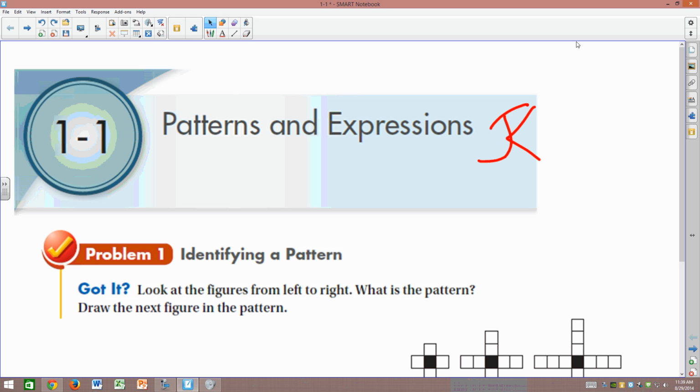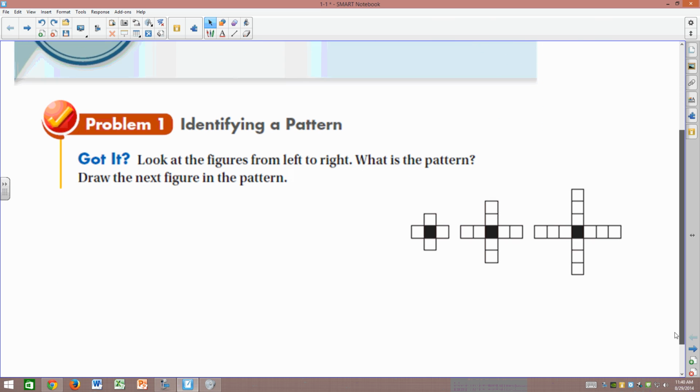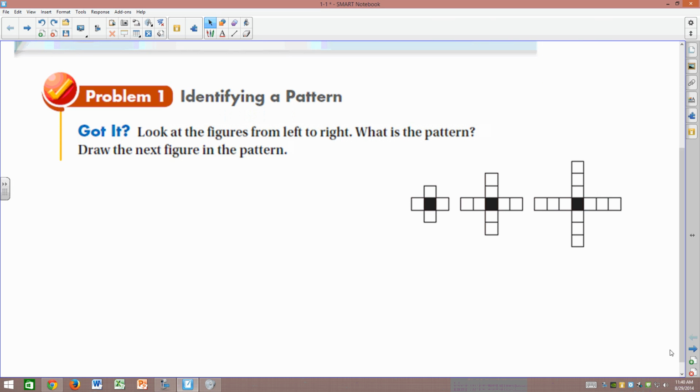So, this is Algebra 2. It's twice as good as Algebra 1. Lesson 1-1, it's a good place to start. Patterns and expressions. We're going to work on just seeing what kind of patterns are going on in the world around us and on our Algebra 2 book pages.